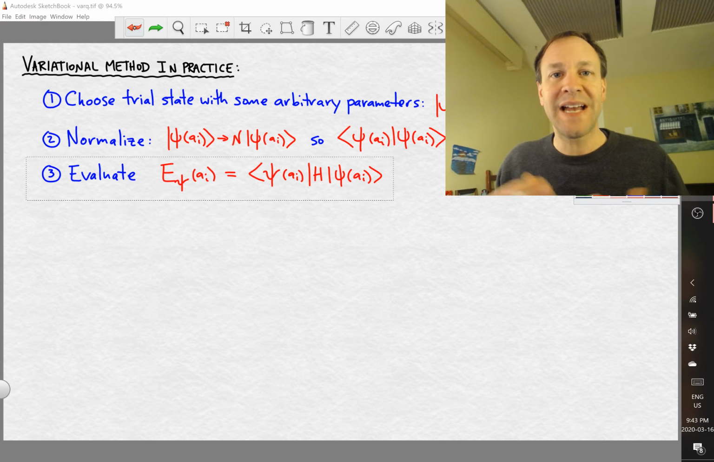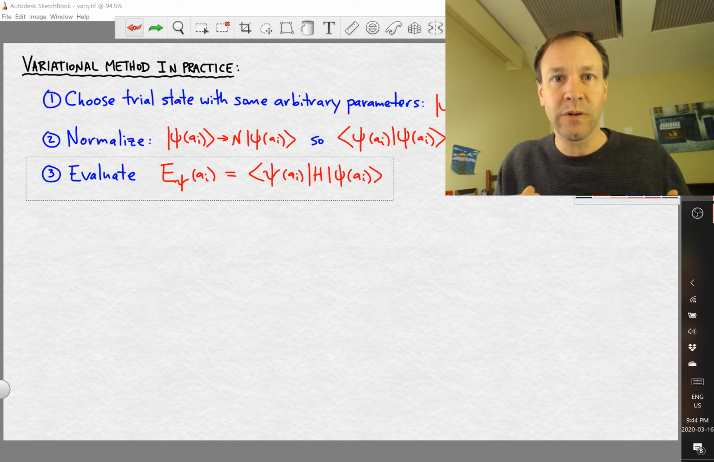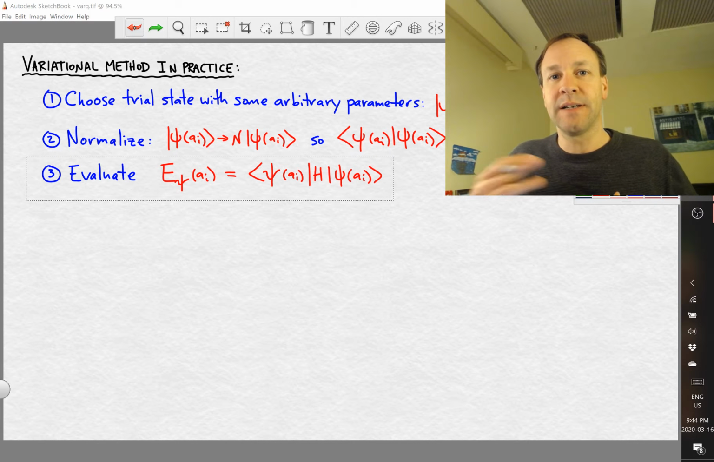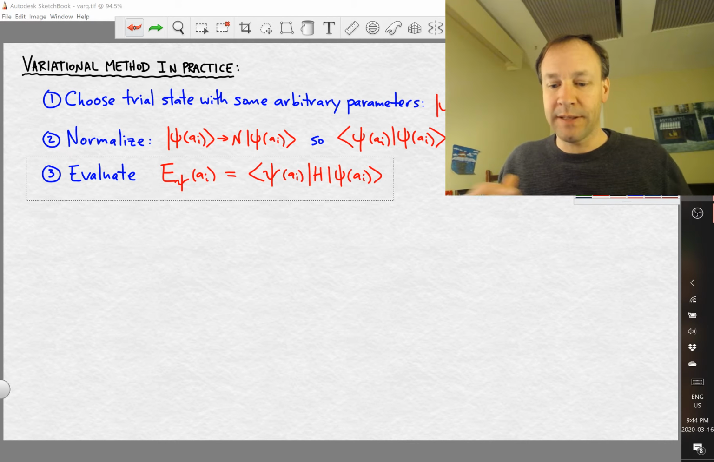Step 3, we're now ready to calculate the expectation value of the Hamiltonian. I'm going to call this E_φ(A). A are the parameters that my state depends on, and E is the expectation value of the energy for that state specified by those parameters. If it's a 1D particle system specified by a wave function, we'll have to do some integrals. Or if it's just a spin system, then we'll have to evaluate various inner products.